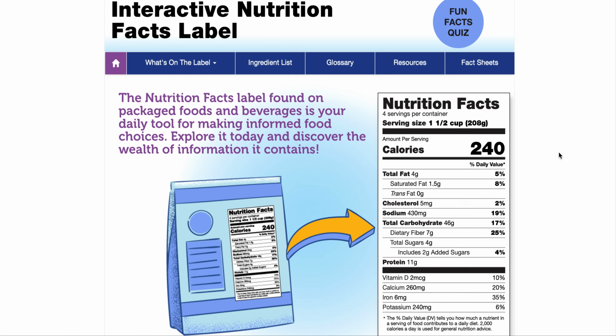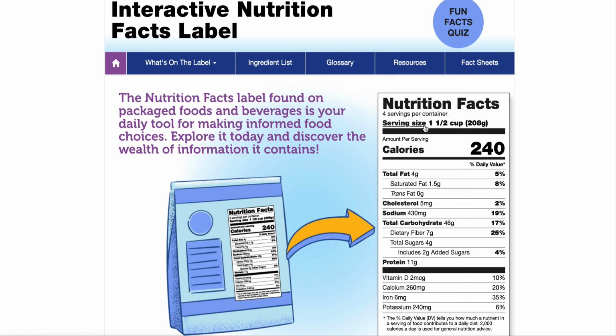So the first thing you want to do is start with the serving size, which is right up here. You want to look here for both the serving size, which is the amount that people typically eat at one time, and then the number of servings in the package or the container. It looks like the serving size here is 1.5 cups or 208 grams, and there are 4 servings in this container, whatever this food item is.